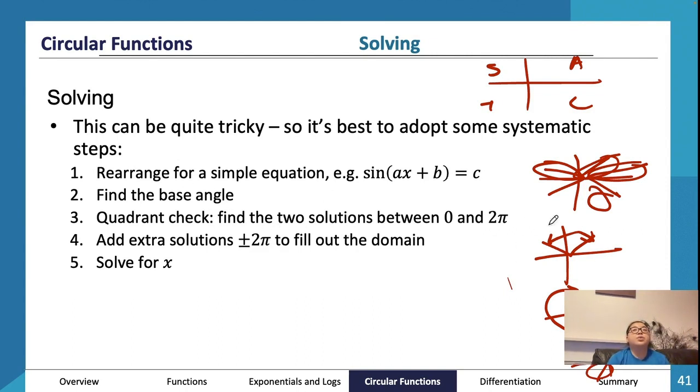Alright, then you do a quadrant check to see which quadrant it is, and you can find 2 solutions between 0 to 2 pi, and then you just add or minus 2 pi until you fill out the domain, and then you can solve for x. Alternatively, you can skip this step and just solve for x first, and then add whatever their period is. So if their period was 2 pi on 3, you add 2 pi on 3. If their period was pi on 4, you add pi on 4. If their period was 2 pi, you add 2 pi.